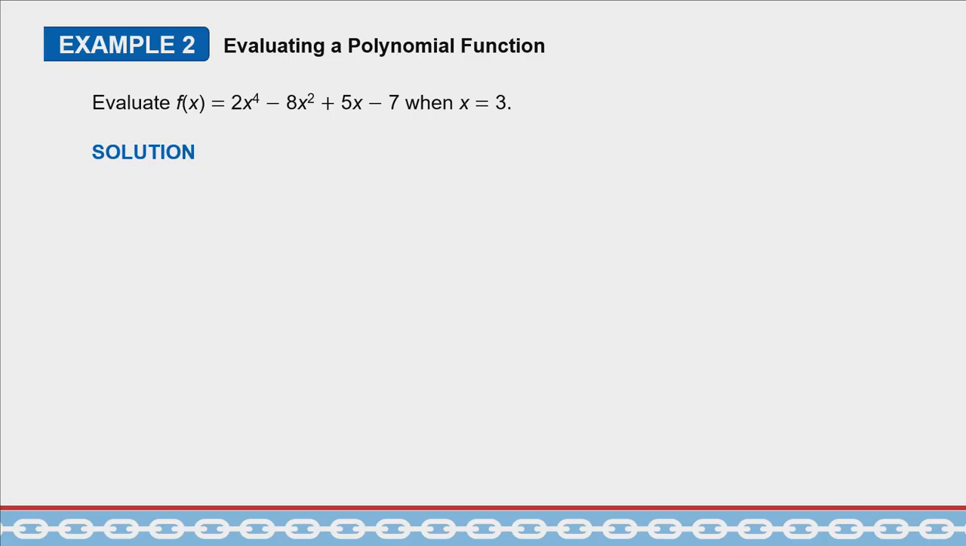So here in example 2, we are asked to evaluate a polynomial function. They say f of x equals 2x to the 4th minus 8x squared plus 5x minus 3. All we are really doing, then, it says when x equals 3. So we are finding f of 3. We're using the f function, and anywhere we see an x, we're going to sub in a 3.